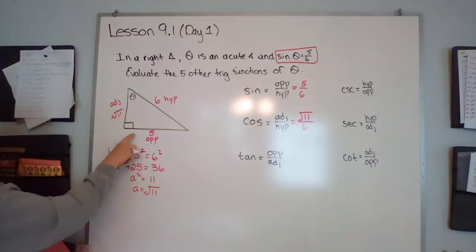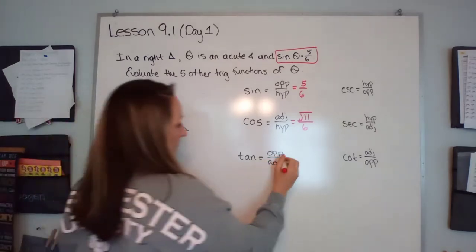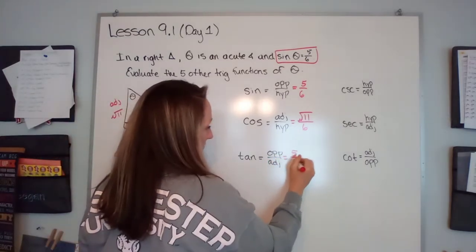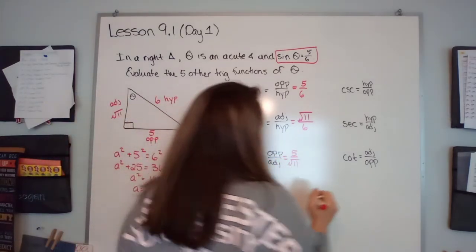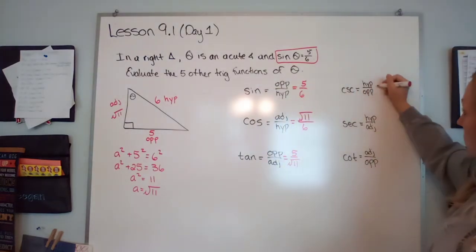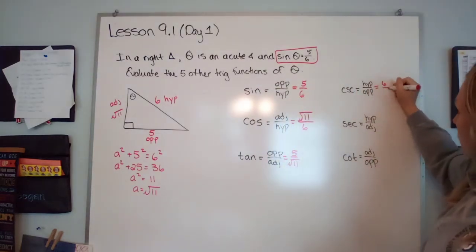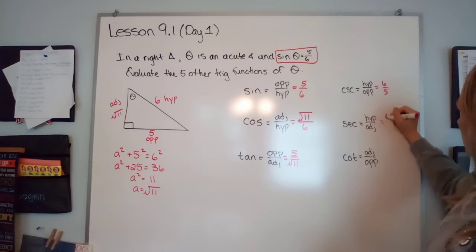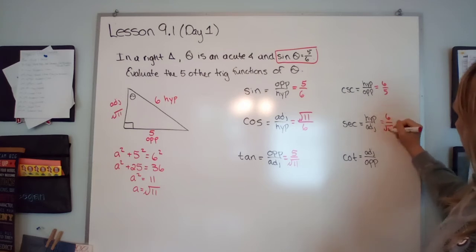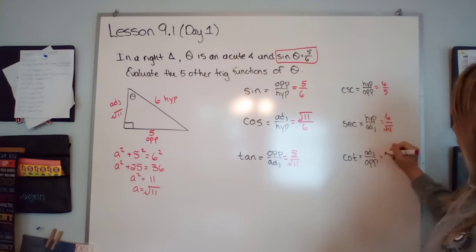Tan is opposite over adjacent, so 5 over root 11. And then the reciprocal, so I just flip each of those fractions: 6 over 5, 6 over root 11, and root 11 over 5.